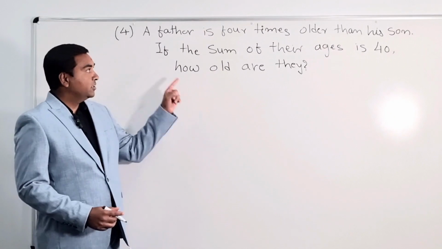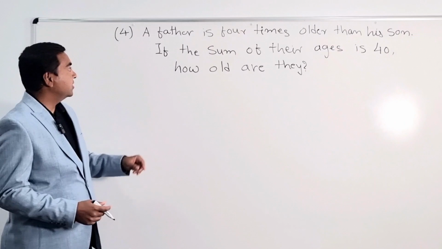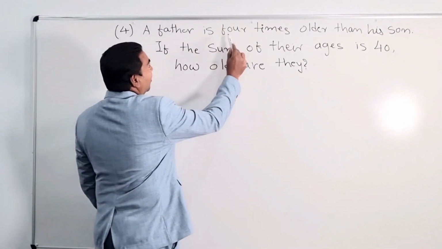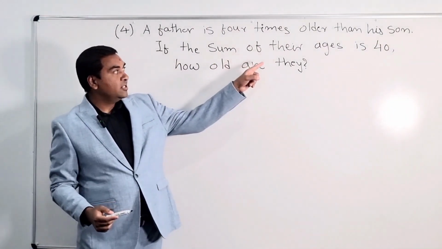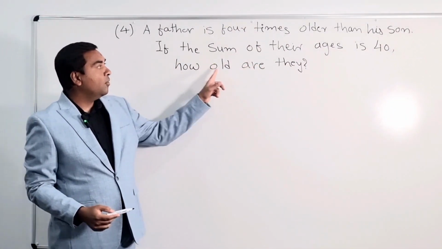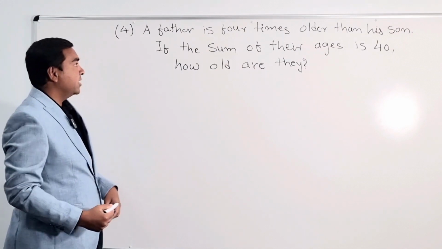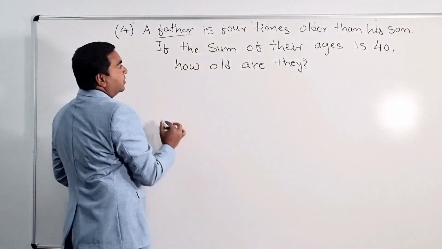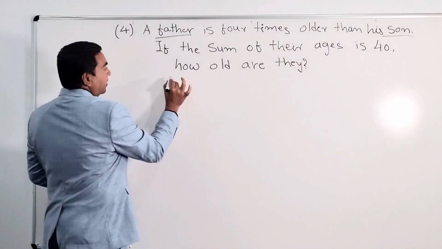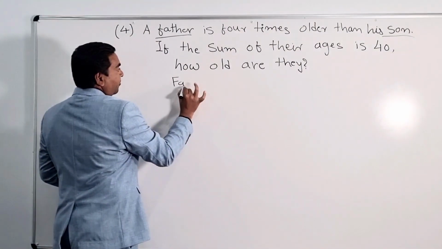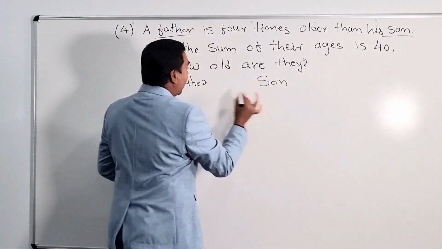Question 4. This question is relatively easier than question number 3. So the question is, a father is 4 times older than his son. If the sum of their ages is 40, how old are they? So the very first thing which comes to my mind is they're talking about father and they're talking about son. So I'll just try to write it down, like father and son, because that's what I'll be working with here.